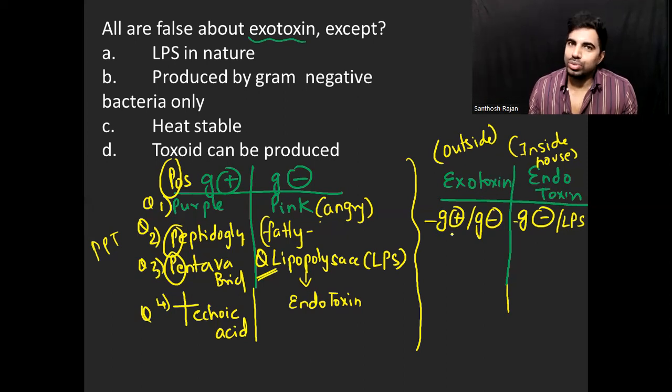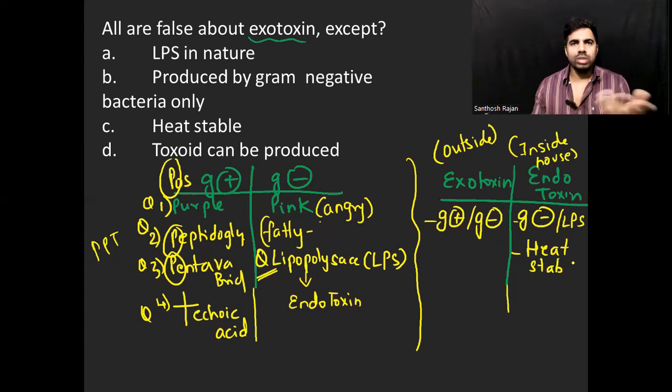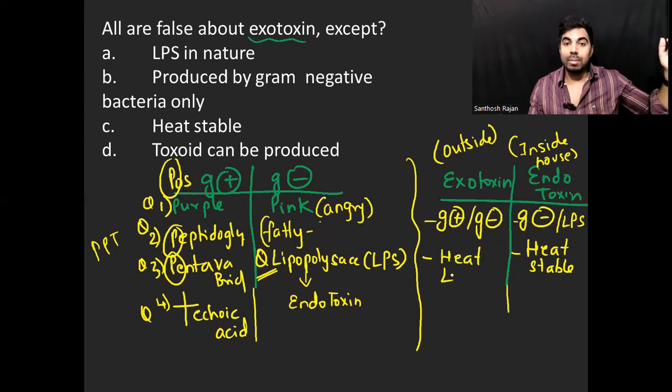So the exotoxin is produced by both gram-positive and gram-negative bacteria. Endotoxin stays inside the house, so they are heat stable. Nothing happens to it. It is inside the house, where there is no heat, so they are stable. But what happens when the exotoxin goes outside? The heat is more. The weather is very hot outside, so they become labile.